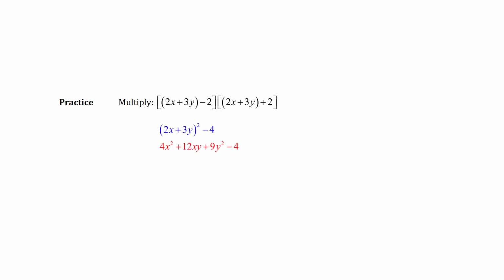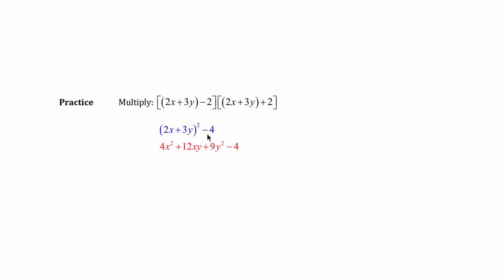Alright, so let's get started. First, we square the first term. This would be (2x + 3y)². Next, we subtract the square of the second term. So 2 squared is 4, and then we subtract it. The result is (2x + 3y)² − 4.